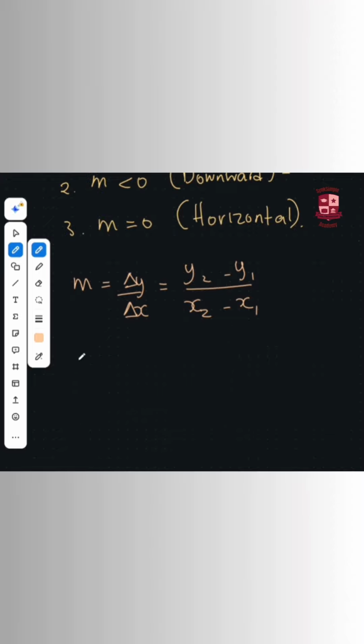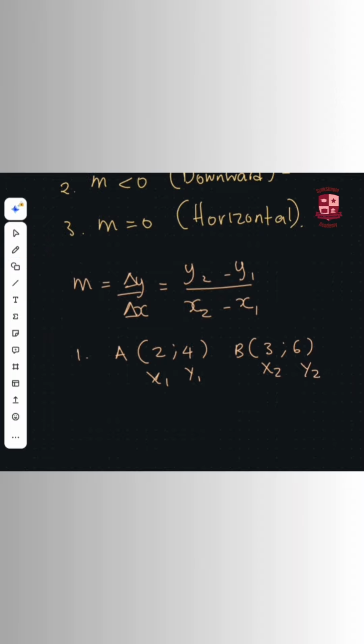Now let's take an example. Let's say we are given two coordinates, and they give us A, which is (2, 4), and then B, which is (3, 6). Right. Now we're going to label this as x1, x2, y1, and y2. Now let's substitute.